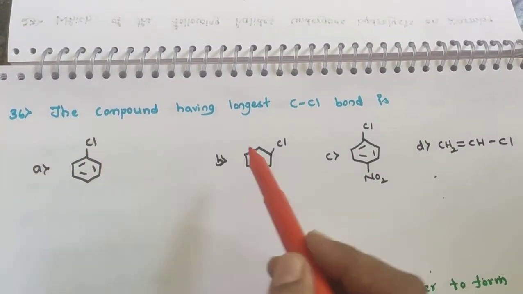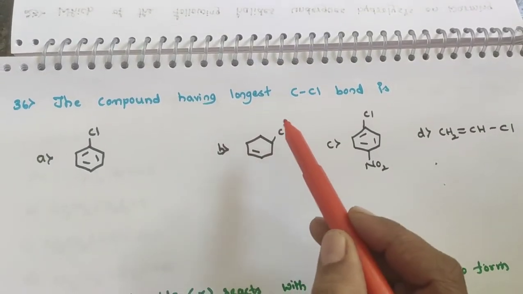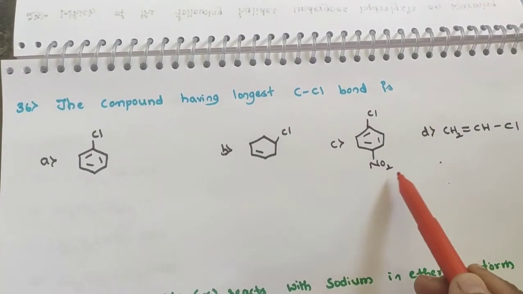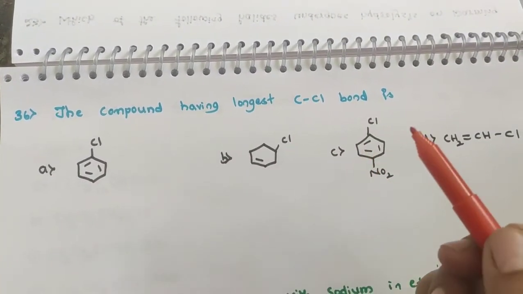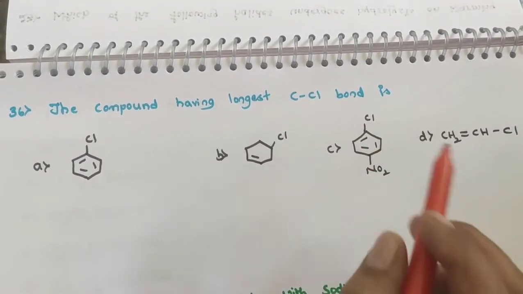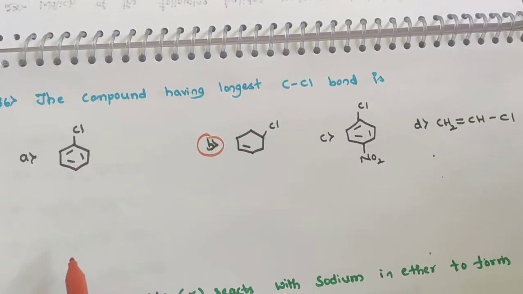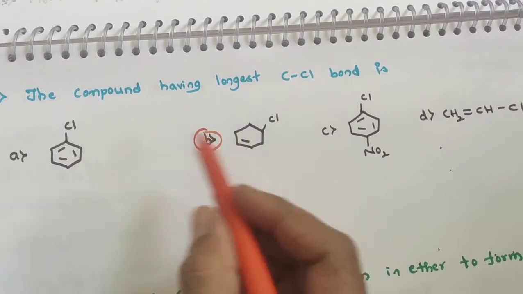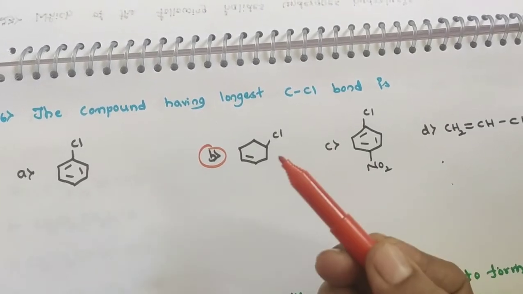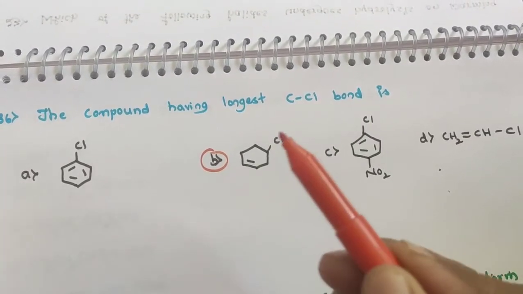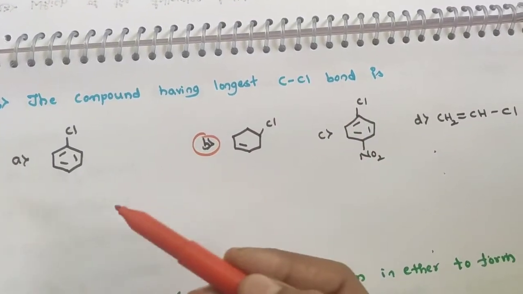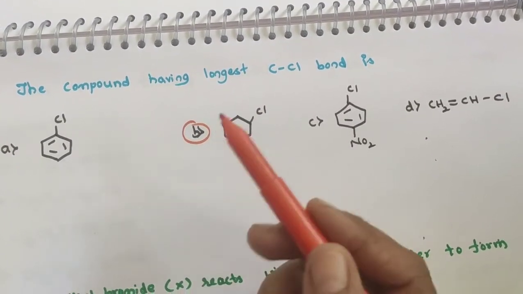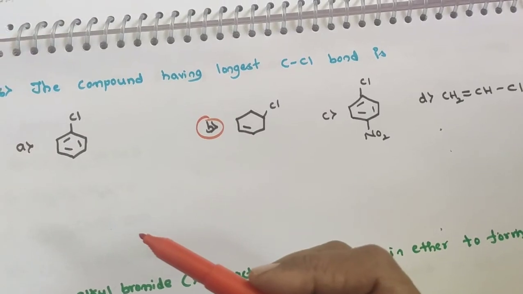Here they are given in the formation of a halide group, that is halogen group, and also there is a substitution of nitro groups. Among this, the correct answer for this question is B. How is it? A small explanation for this: why and how chlorobenzene is the exact formation of the longest C-Cl bond. Is it having any other formation or not? Just check it about that.